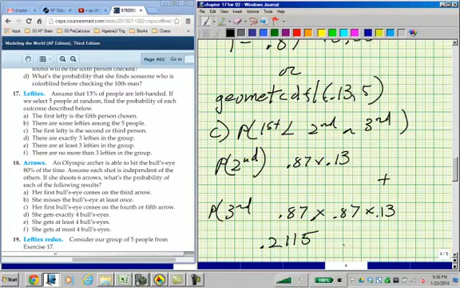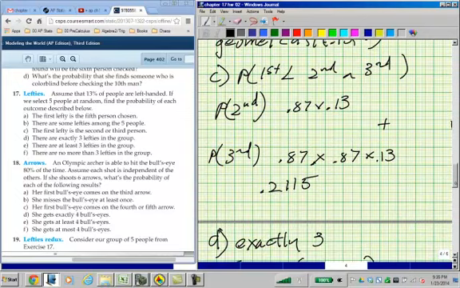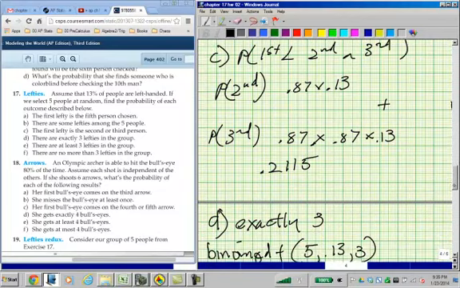C. The first lefty is the second or the third person. Okay, now if it's the second person, it means the first person is not a lefty, and the second one is. That'd be 0.87 times 0.13. And so you're going to add that to the probability that it's the third person, which would be 0.87 times 0.87 times 0.13, which is 0.2115. I think it's the sum of the two.